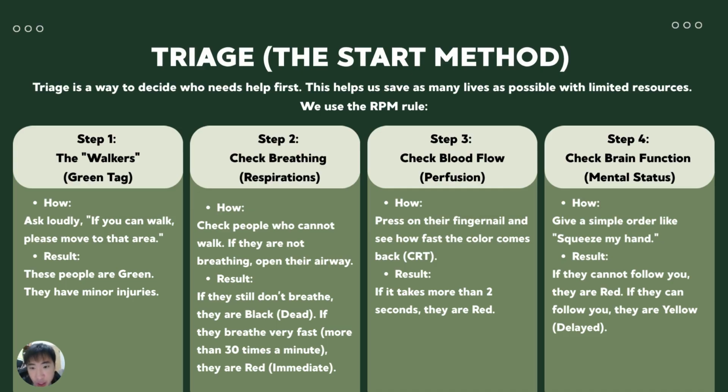Step 3. Check blood flow. How: press on their fingernail and see how fast the color comes back. Result: If it takes more than 2 seconds, they are red. Step 4. Check brain function. How: give a simple order like squeeze my hand. Result: If they cannot follow you, they are red. If they can follow you, they are yellow.